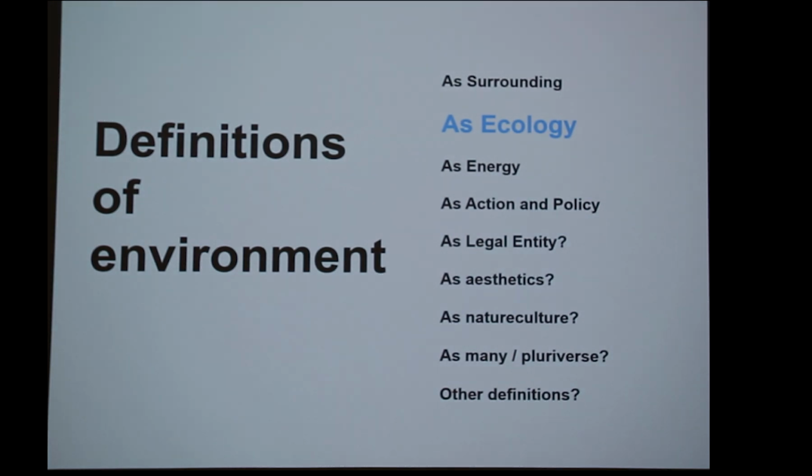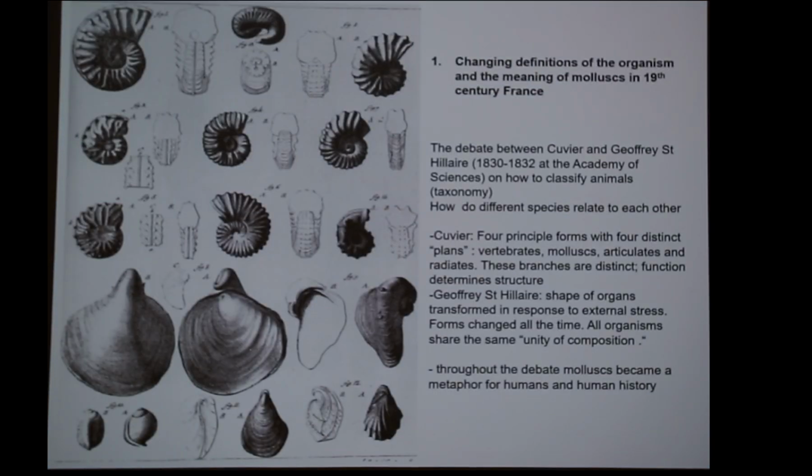Now I want to go into the definition of the environment as ecology. I pointed to one aspect of the changing definition of the organism and its surroundings, but the definition of the organism itself is changing, and this relates to how organisms are related to each other. How do different species relate to each other?